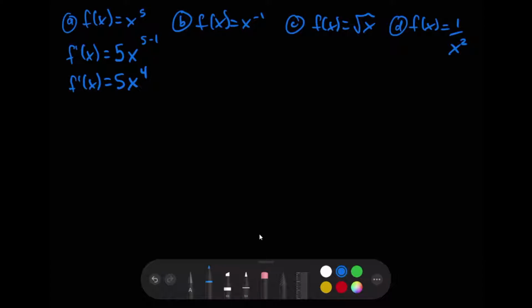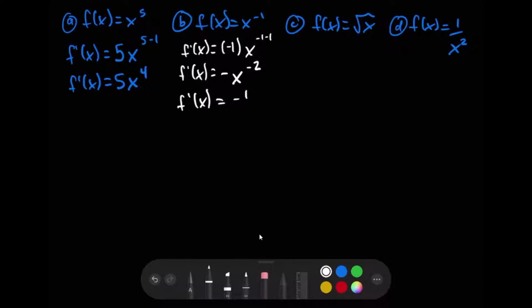Next up, this one looks a little different. I have an exponent of -1, but that's not a problem. We're just going to follow the rule just the same. f prime of x equals, bring that exponent down in front as the constant value, times x, and we just subtract another 1 from the exponent. So we're going to have f prime of x is equal to -1x, or just negative x to the power of -2. And depending on how our question is phrased, we can rewrite this as -1 over x squared.